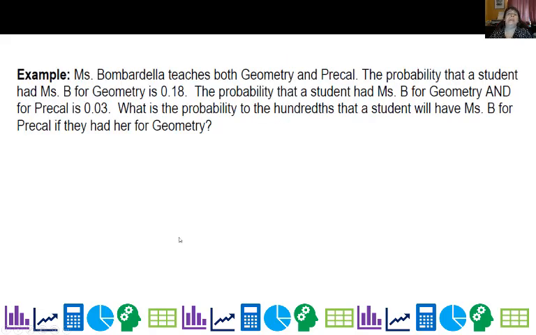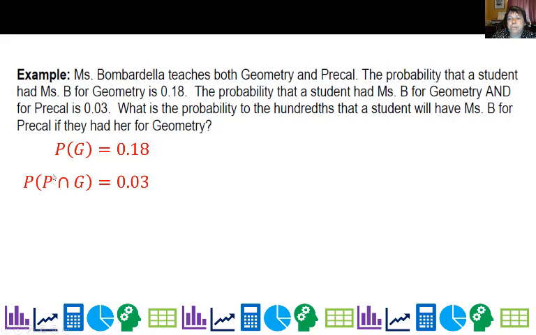So let's go ahead and look at an example. Now we're going to start using the formula. Miss Bombardella teaches both geometry and pre-cal. The probability that the student had Miss B for geometry is 0.18. The probability that the student had Miss B for geometry and for pre-cal is 0.03. What is the probability, to the hundredths, that a student will have Miss B for pre-cal if they had her for geometry? So, probability of geometry is 0.18.